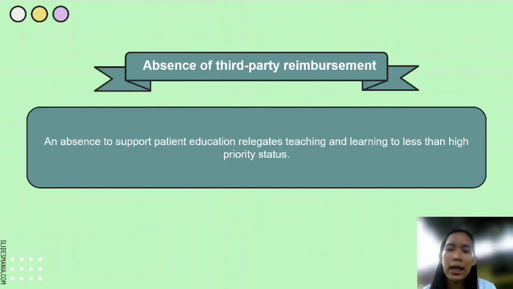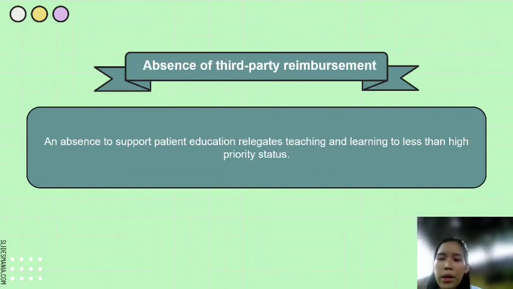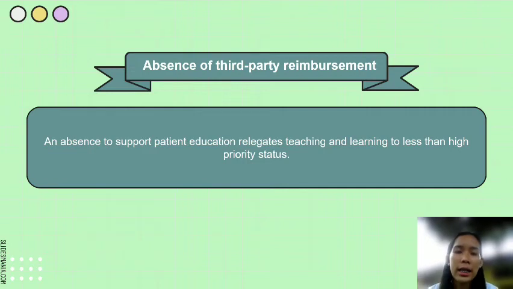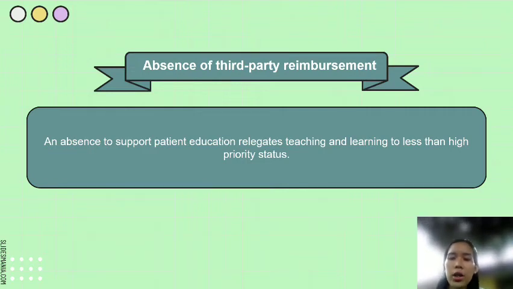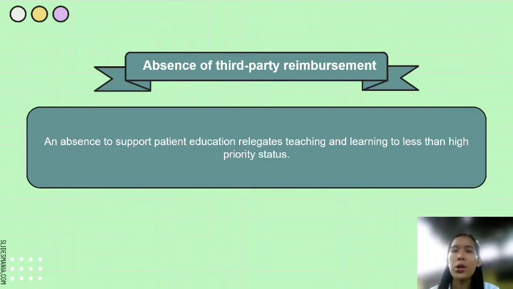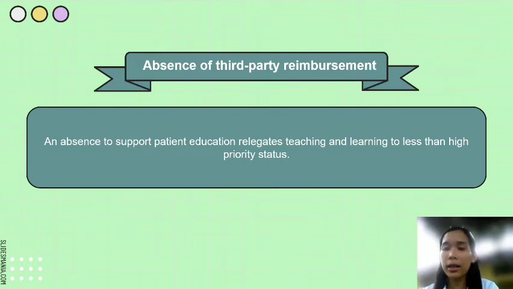And next is the absence of third-party reimbursement. So here the meaning is that an absence to support patient education relegates teaching and learning to less than high priority status. So as I have observed, some hospitals parang nag-neglect sila sa importance ng health ed towards the patient. So since parang inisa lang nila doon sa discharge plan yung pagbibigay ng health education.